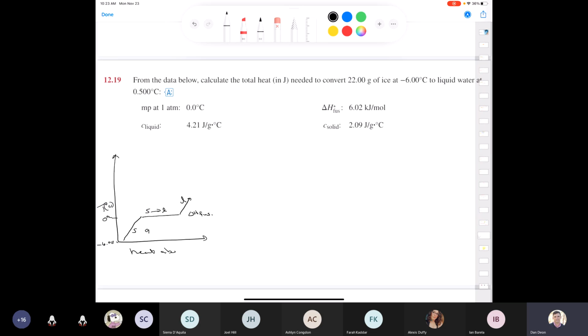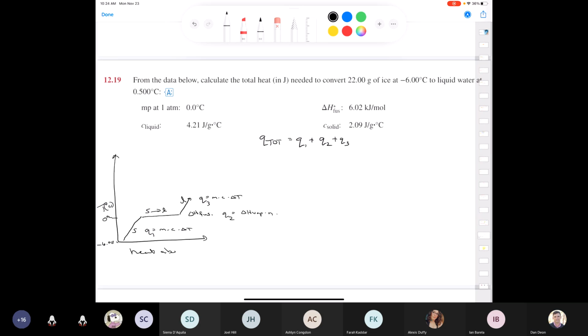To calculate the amount of heat absorbed for the warming of the solid and the liquid, we use Q is equal to MC delta T. And then for the Q of fusion, that's going to be equal to delta H times the number of moles. Okay, so we've got our Q1, Q2, and Q3. Our Q total is going to be equal to Q1 plus Q2 plus Q3.